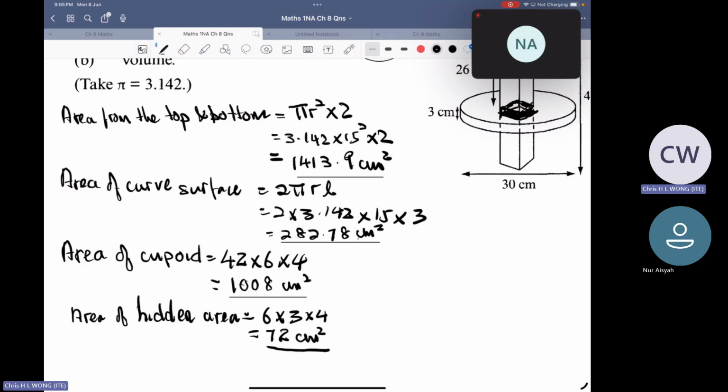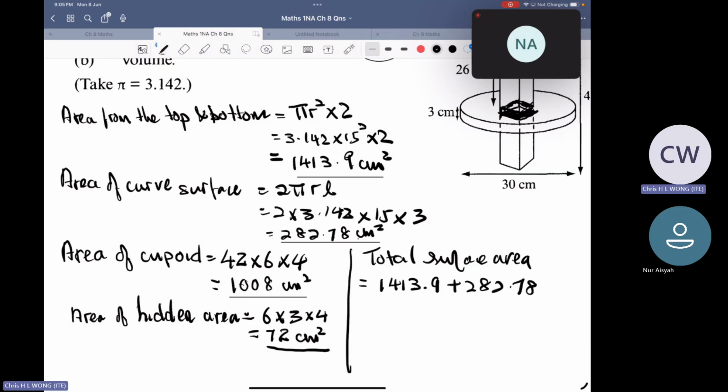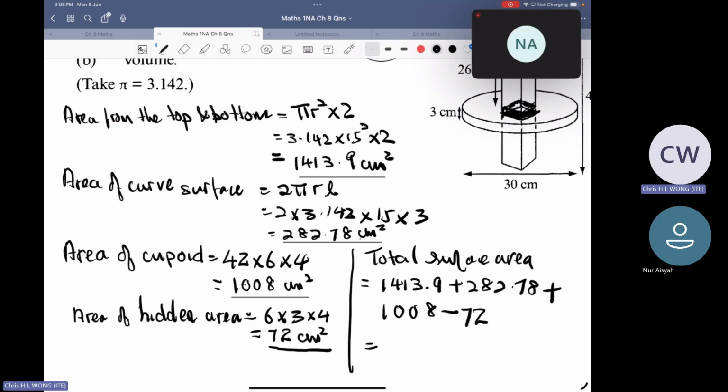So now the total surface area equals 1413.9 plus 282.78 plus 1008 minus the last one. You must minus inside, don't count, right? 72. What is the answer? What's the answer?